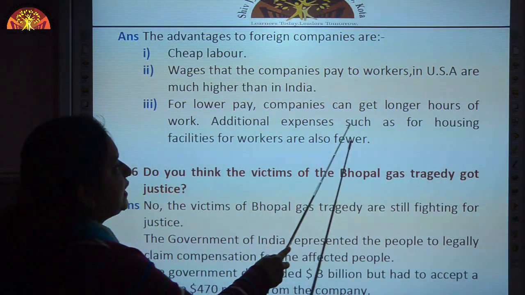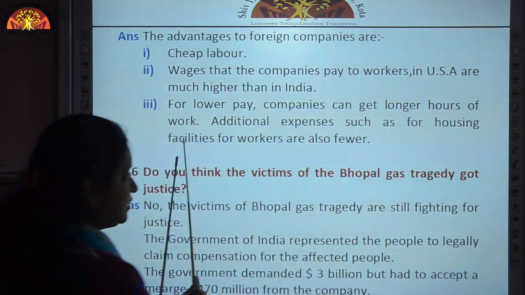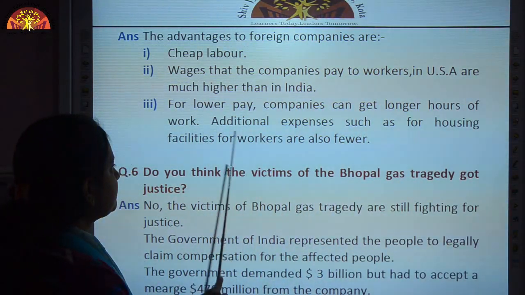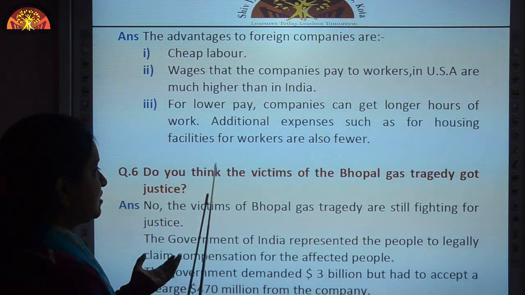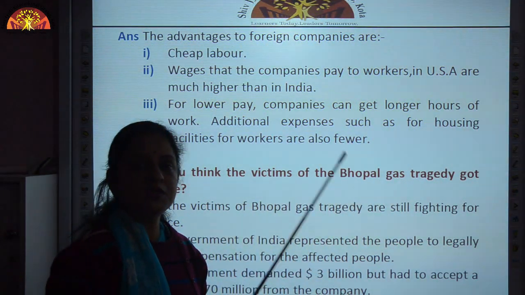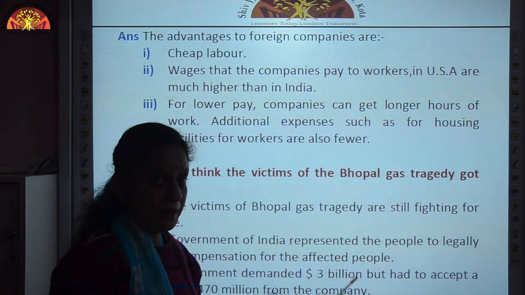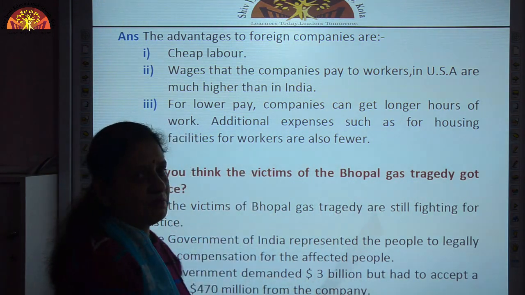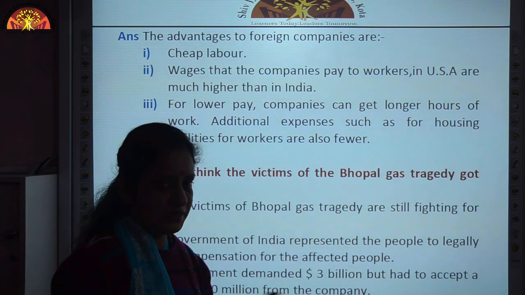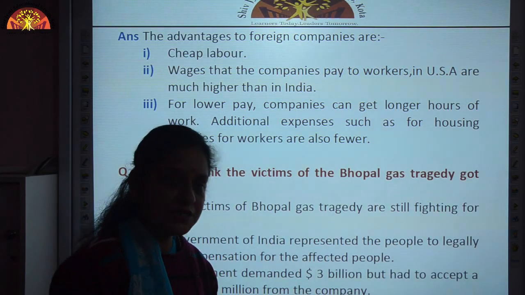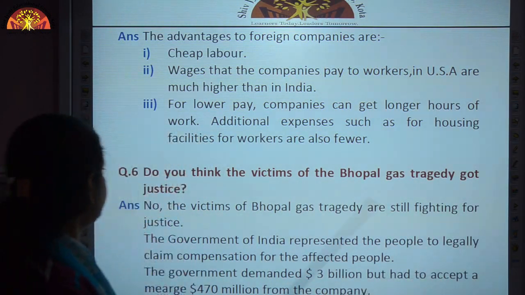For lower pay, companies can get longer hours of work. वर्क ड्यूरेशन ज़्यादा था। एडिशनल एक्सपेंसेस जो कि उनको पर्क्स देने पड़ते थे, हाउसिंग फैसिलिटीज़ फॉर द वर्कर्स, वो भी यूनियन कार्बाइड जो कि अमेरिकन कंपनी, अमेरिका में जो उसका सेटअप था उसके कंपैरिजन में बहुत कम था, तो they could earn maximum profit, that's why they came to India to set up a plant here in Bhopal.